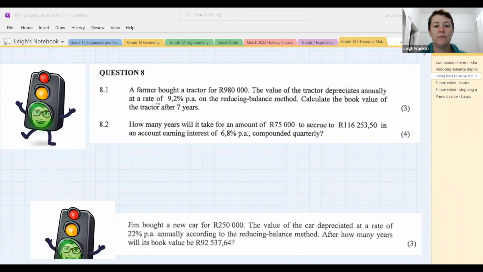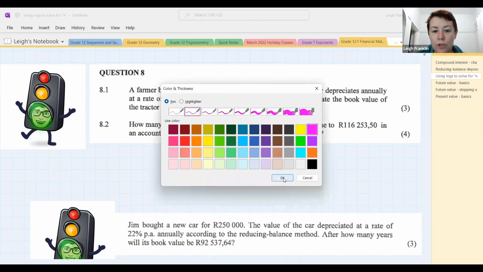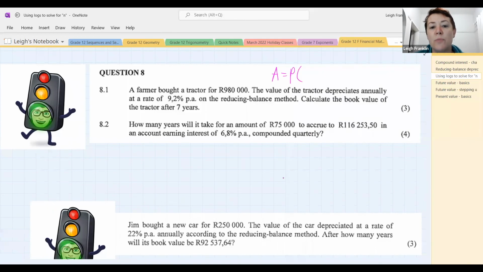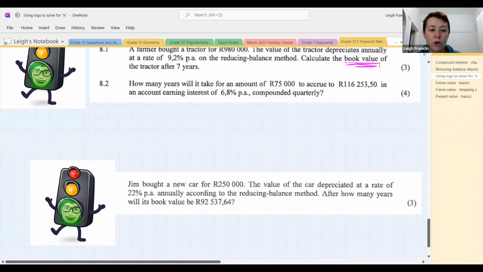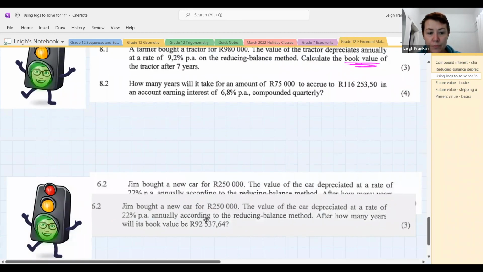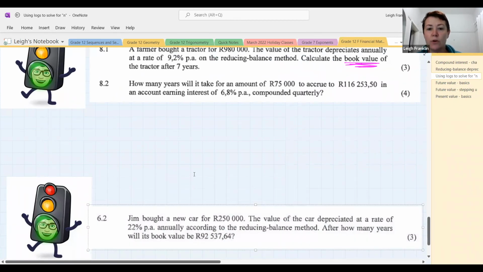All right, so let's go back to the first question. This is a combination of everything that we have done up to this point. In question 8.1, you're going to need to go back and do something that we had done in a previous lesson. I'm going to write the formula here for you because it says reducing balance. Reducing balance means we use A equals P(1 minus i)^n. Now remember in the first question, they are asking for the book value of the tractor. So let's do that. And if you are finished 8.1, you're welcome to start on 8.2. And then we will mark it before you guys go.